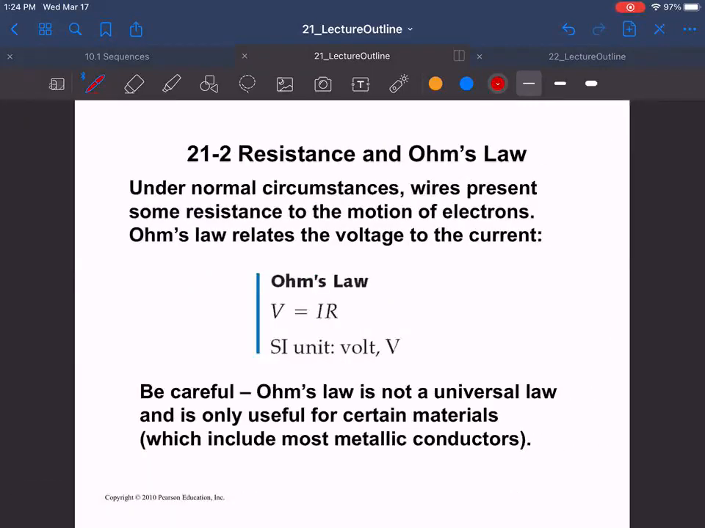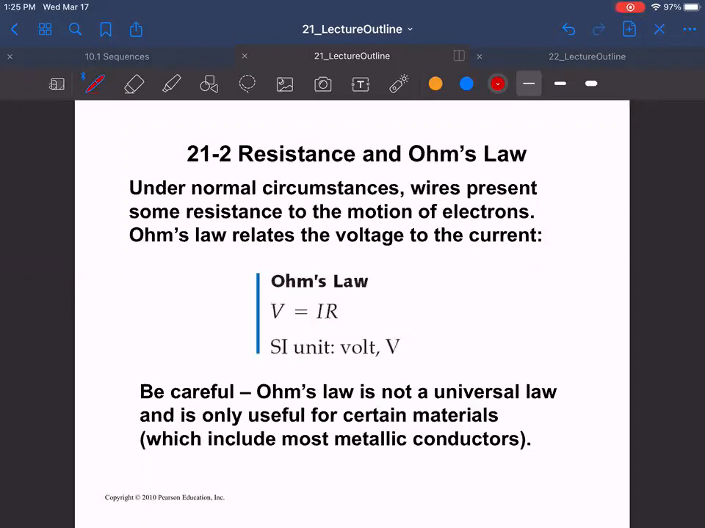Here, what we have is something called Ohm's law. Under normal circumstances, wires present some resistance to the motion of electrons. It's usually pretty negligible compared to the other stuff we're looking at. Unless you have to be really, really accurate with your circuitry, you usually can ignore it. But we have something called Ohm's law, and it tells us that the voltage across a part of a circuit is equal to the current flowing through that circuit times the resistance of that circuit. So the voltage drop across it, in other words, how much of that voltage it will use up, is equal to I times R.